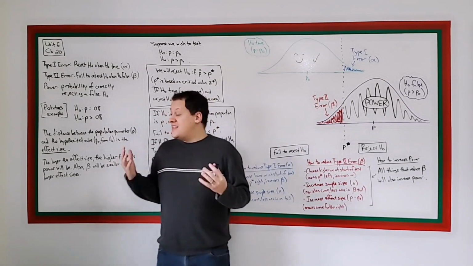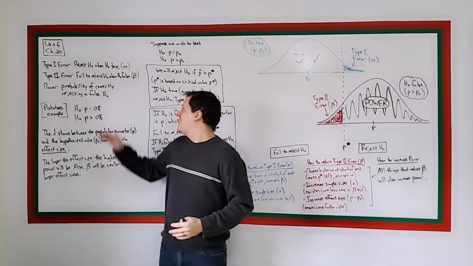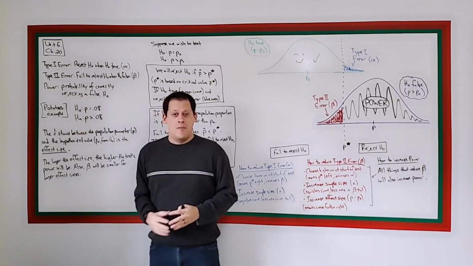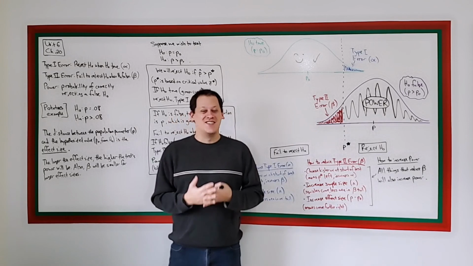But hopefully this helped you put a lot of the stuff together that we've been talking about. Type 1 error, type 2 error, power. I've made it as clear as I think I can. So hopefully that helps.